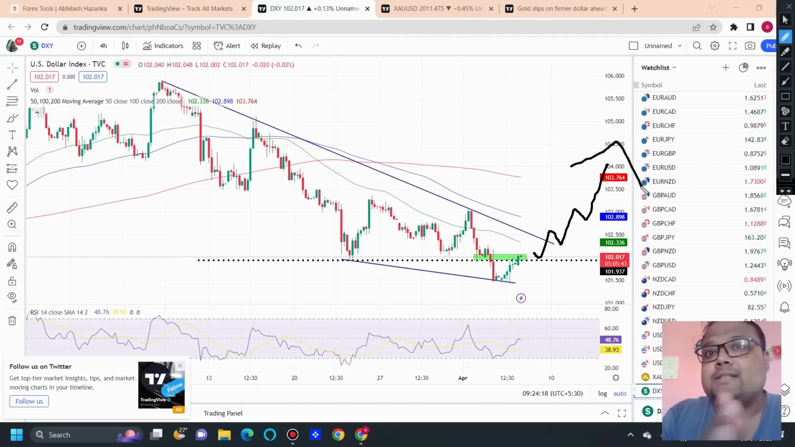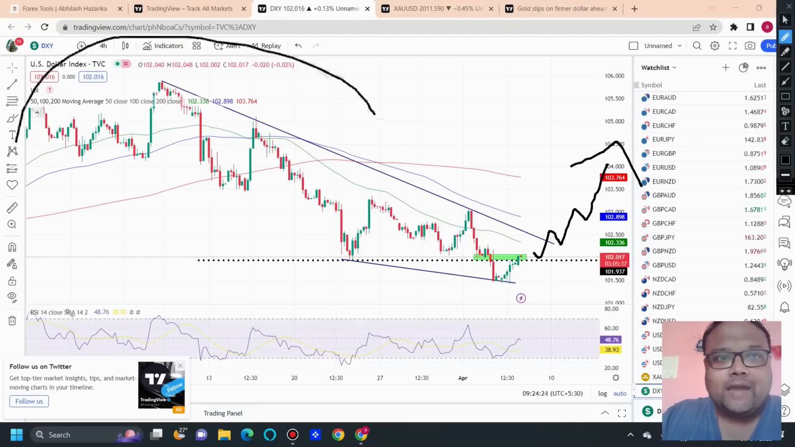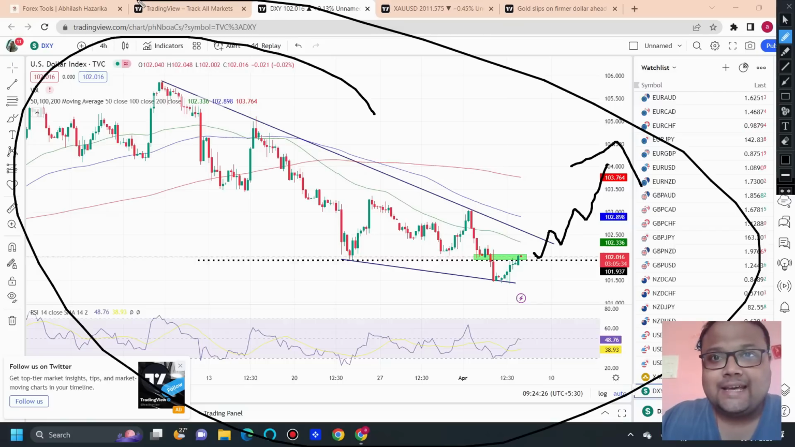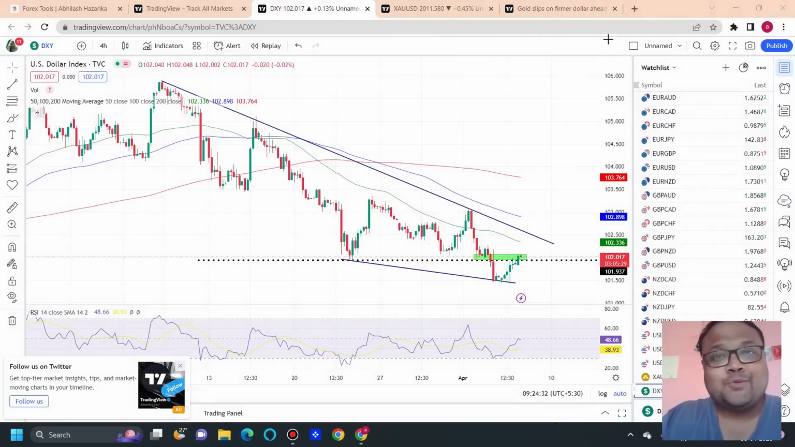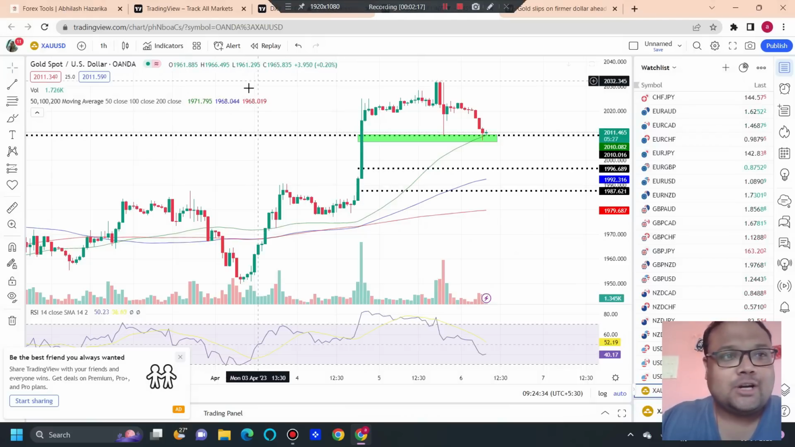Sometimes charts speak before the news. So the news is coming tomorrow, and we have a wedge pattern on the chart of DXY, so we may get to see some upside for more recovery on the chart of DXY. Let's wait and watch. Now let's look at the chart of gold.